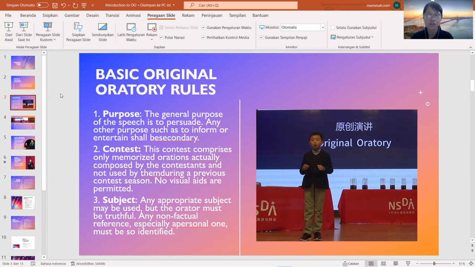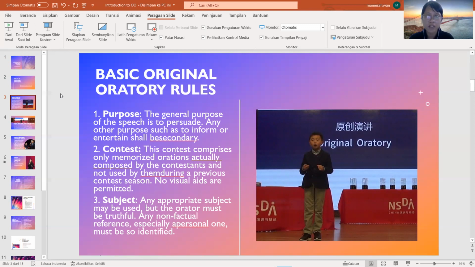Second of all, the contest itself. So the contest is going to comprise only memorized orations. So if you already made a speech, please memorize it. But if you haven't made any speeches, you can try to write it from now on. And it has to be memorized word for word. Just try to make sure that everything is already complete when you're about to perform in front of the judge.